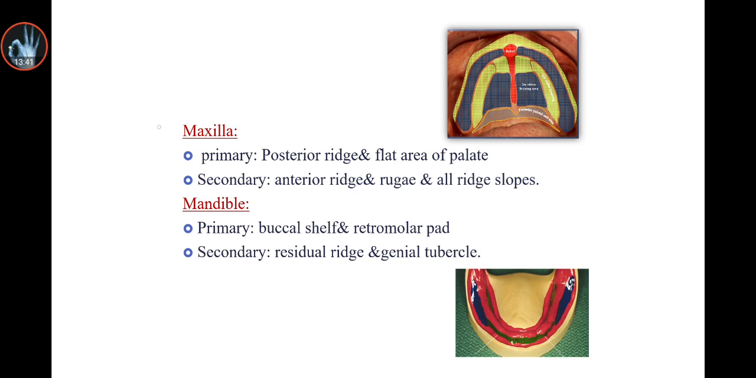عشان نميزها الان راح نوصفها في الماكسيلا in the mandible. In the maxilla we have a primary stress bearing area, like the posterior ridge and the flat area of the palate. So this is the palate, and here the anterior 1/3, here's something called raphe, and the raphe is not flat area، هي ما هي منطقة يعني flat مسطحة.